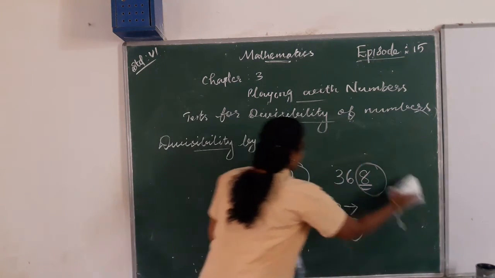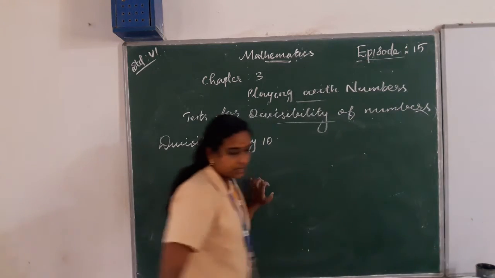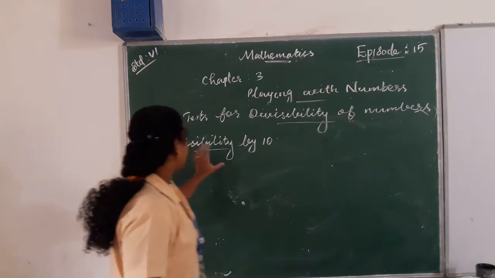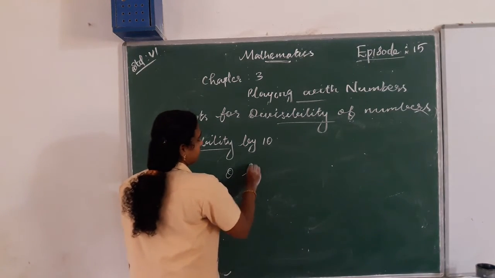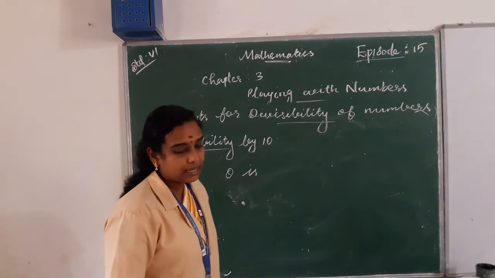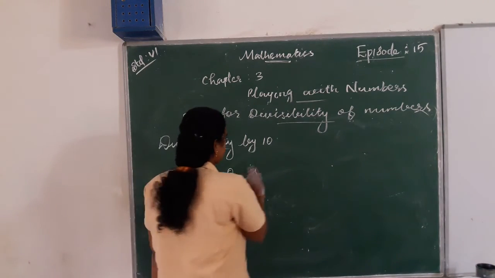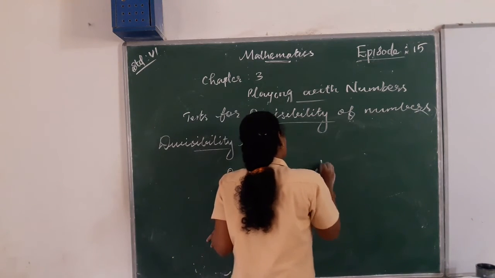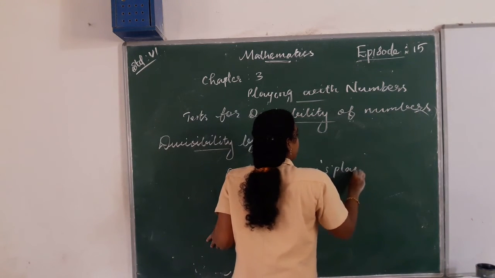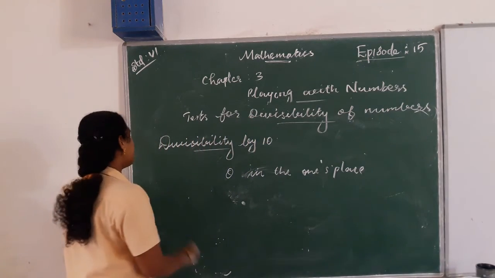So if a number has 0 in the ones place, then we can say that number is divisible by 10.